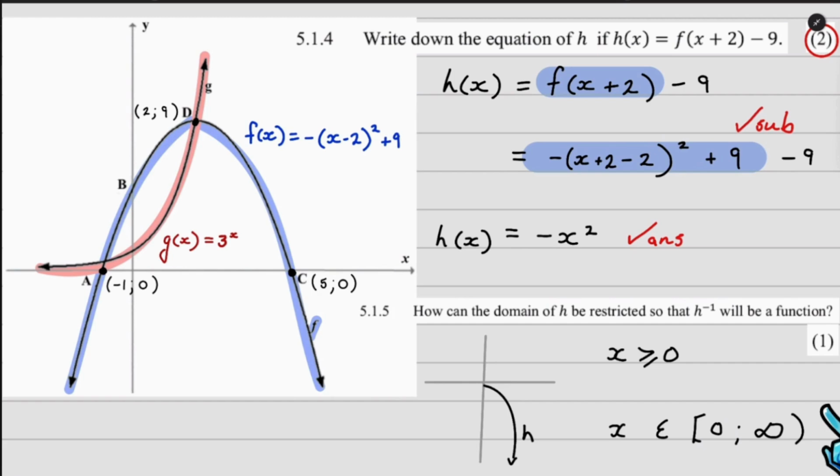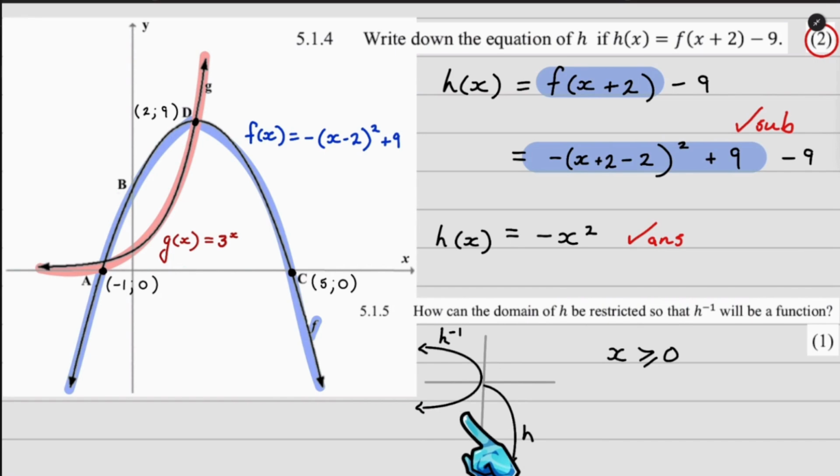And why we do that is so that the inverse will be a function. So the inverse will look like this. If I did not restrict the domain, then the inverse would have looked like this. And that is not a function because it fails the vertical line test. Okay, I went down the rabbit hole a little bit there. Okay, the 1 mark purely comes from your answer over here.